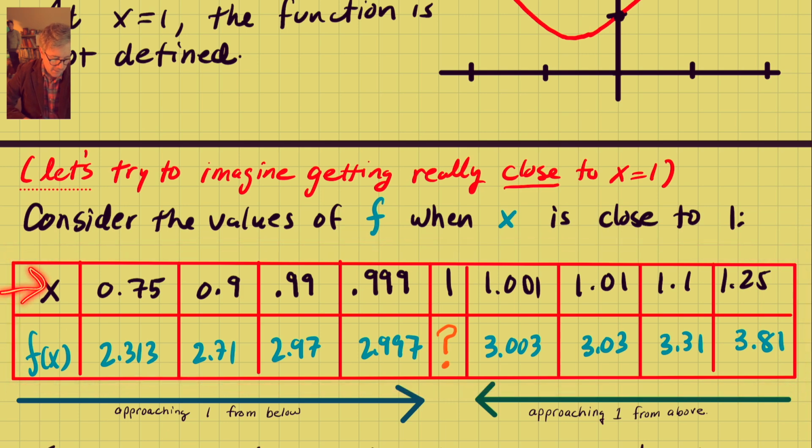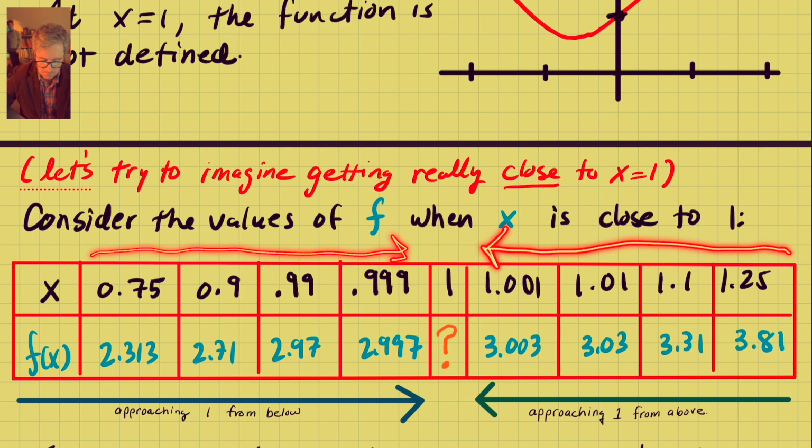I've got this table where we're going to simulate our way of thinking about this. The top row are the x values: 0.75, 0.9, 0.99, and 0.999. Now I could continue on, getting closer and closer to 1. We could plot 0.9999, 0.99999999, etc. We can get as close to 1 as we like. It's just a matter of do you want to write it out? And from the other direction, we've got 1.25, 1.1, 1.01, and 1.001. So over here, we're approaching 1 from below, and up here, we're approaching 1 from above.